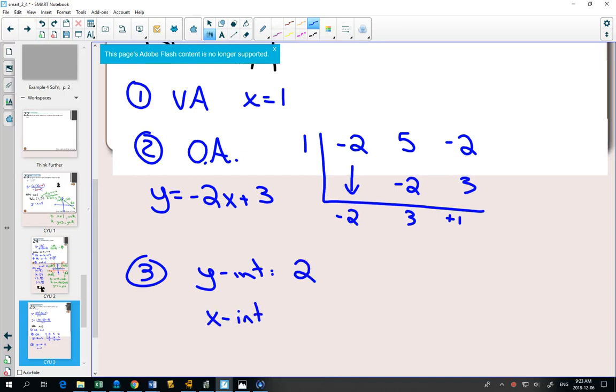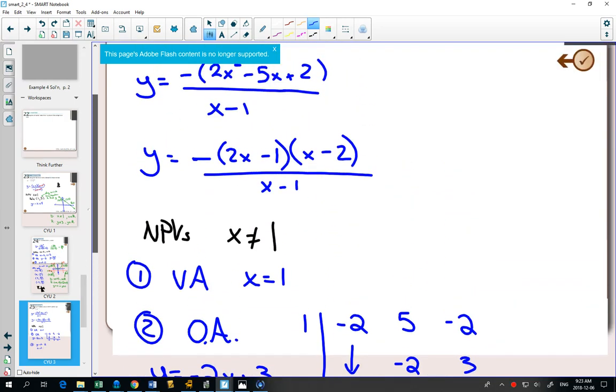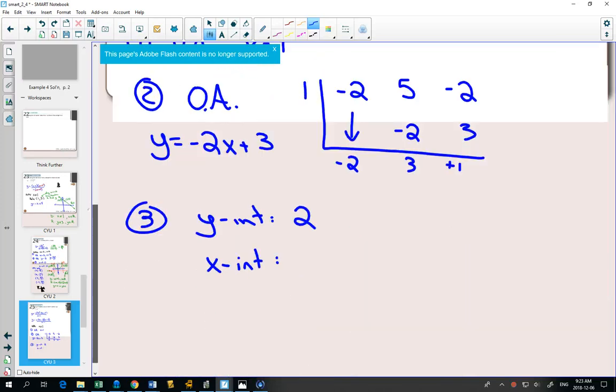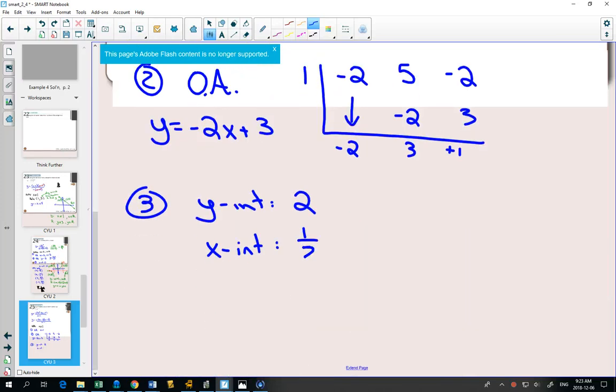Your x-intercepts, again, you plug in 0 for y, and the only time a fraction is equal to 0 is if the numerator is equal to 0. We'll use the factored form. Can you see that your numerator will be equal to 0 when x is +1/2 or +2? And so we can start graphing. We may need to find some more points, but we can start our graph.